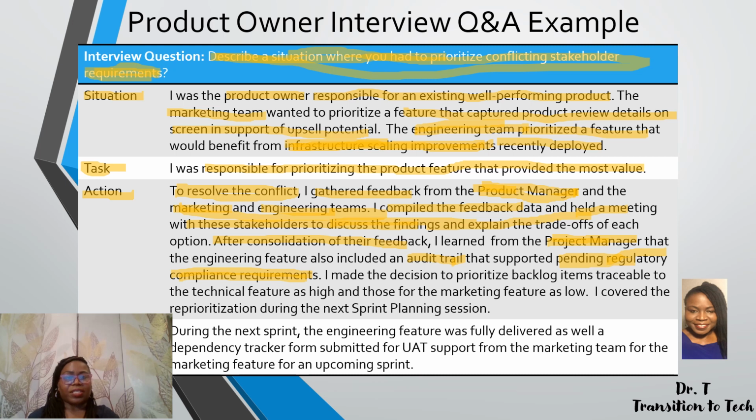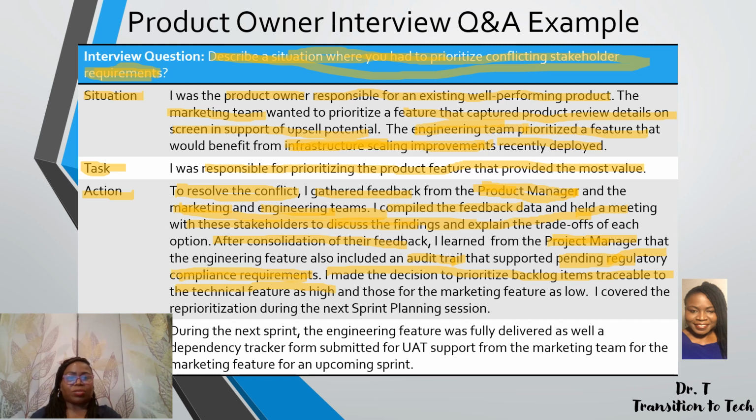So now you've done this analysis, you have gathered information, you've interpreted data. Now it's time for you to make your decision. So you made the decision to prioritize those items that were traceable to the technical feature as high. And you did that because of the economies of scale that related to this infrastructure, but that it also helped meet a regulatory requirement. And you know as the product owner how important cybersecurity or data privacy is for the organization and to be included in this solution.